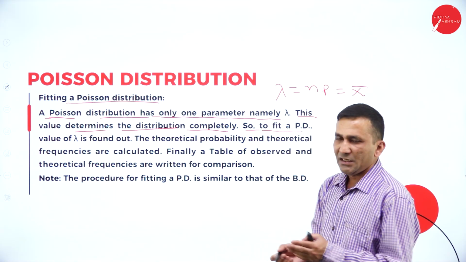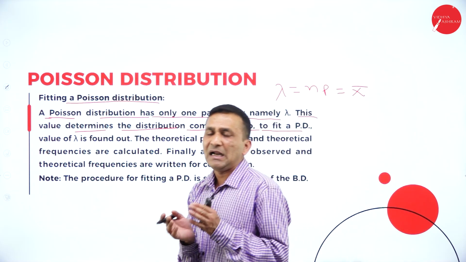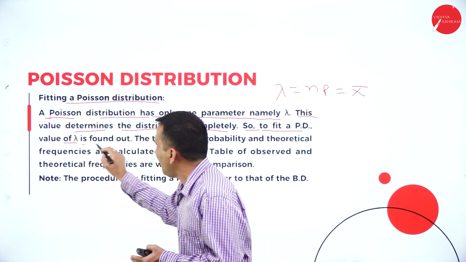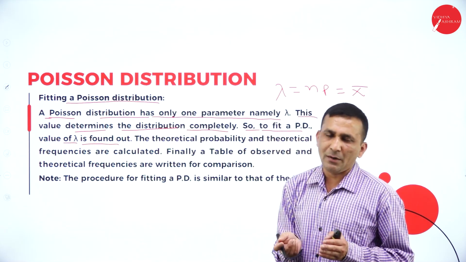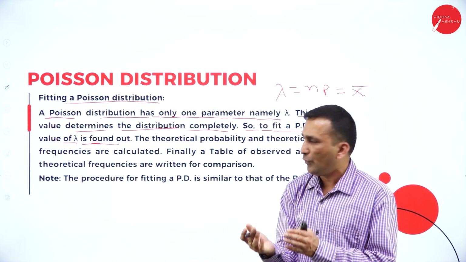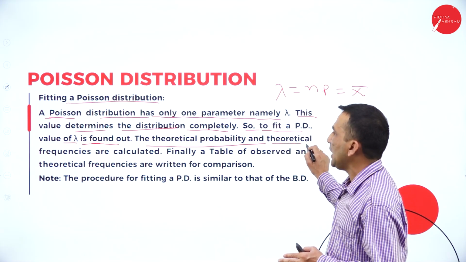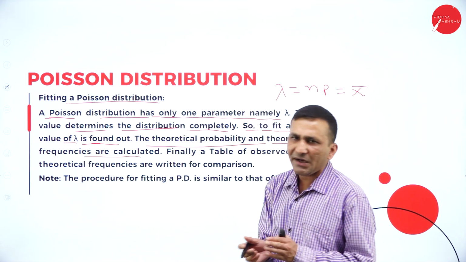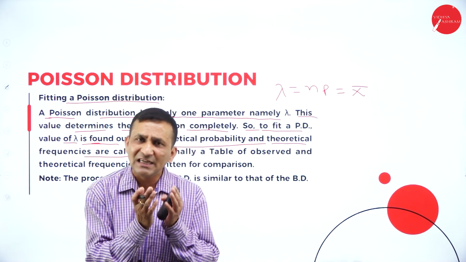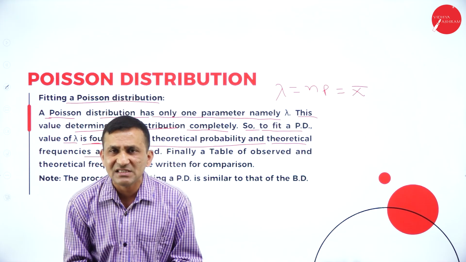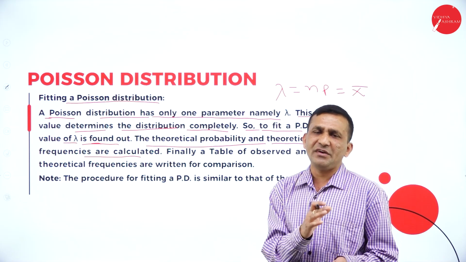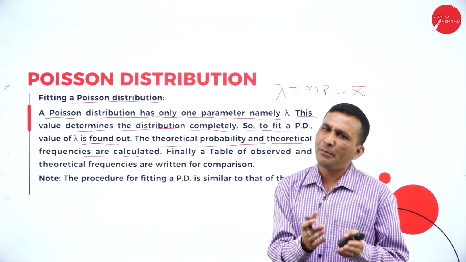To fit the Poisson distribution, unless we have a lambda value, we are not going further. So the value of lambda is found out using the simple probability functions. Then the theoretical probability and theoretical frequency are calculated. Theoretical is nothing but expected frequency. In the question, the discrete x series and frequency are given, which is the observation frequency.